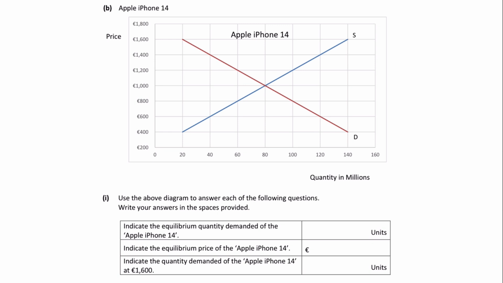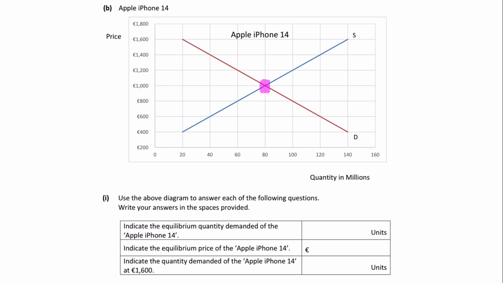So let's read the question. Number 1, use the above diagram to answer each of the following questions. Write your answers in the spaces provided. Indicate the equilibrium quantity demanded of the iPhone 14. So equilibrium is where the 2 points meet. It's where the supply curve and the demand curve meet.